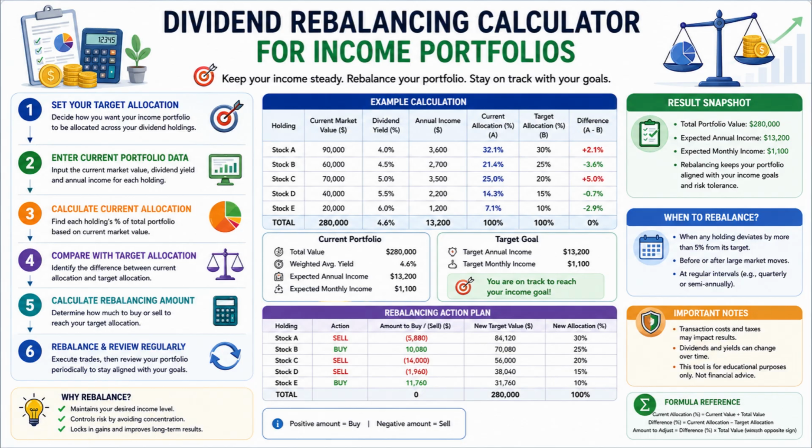This helps maintain balance across the holdings and supports the expected income goal. In addition, the portfolio shows a weighted average dividend yield of 4.6%, expected annual income of $13,200, and expected monthly income of $1,100. This means the portfolio is currently on track to reach its income goal based on the assumptions shown.